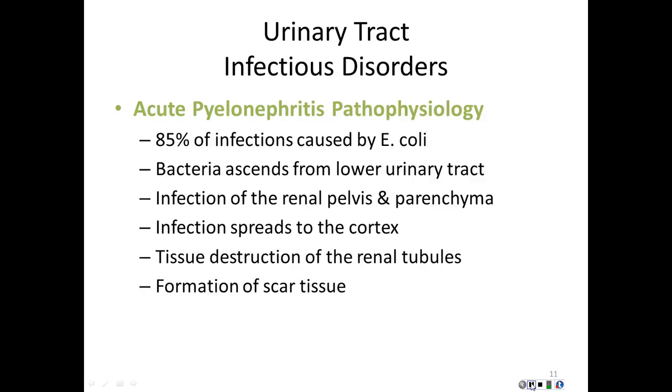85% of the infections with pyelonephritis are caused by E. coli. You can remember back as we talked about cystitis, E. coli is the number one cause of cystitis. That bacteria ascends from the lower urinary tract and then moves up through the bladder into the ureters, into the renal pelvis. The infection typically involves the renal pelvis and the parenchyma, and from there it spreads into the internal cortex of the kidneys, and there tissue destruction, especially of the renal tubules, occurs. Once that destruction has taken place, we have scar formation. The scar formation is not a functioning kidney, so we have lost a portion of the function of our kidneys.